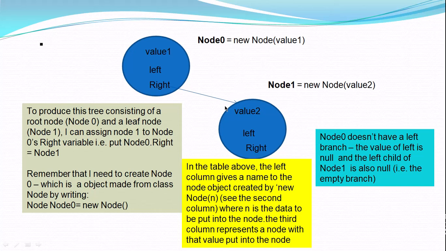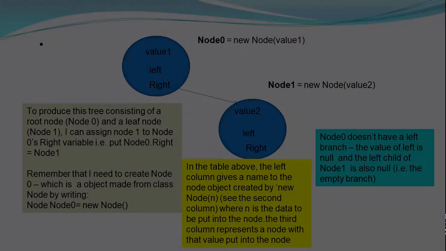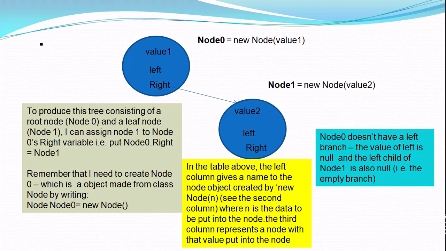So at the moment, of course, node 0 doesn't have a left branch. So what I should really do is, let me have a look at this. I've actually, by default, assigned right and left to be the null nodes. I mean, it's a bit like a 0. There's nothing there. There's nothing there. And so I've made a mistake here. It's in the table below.